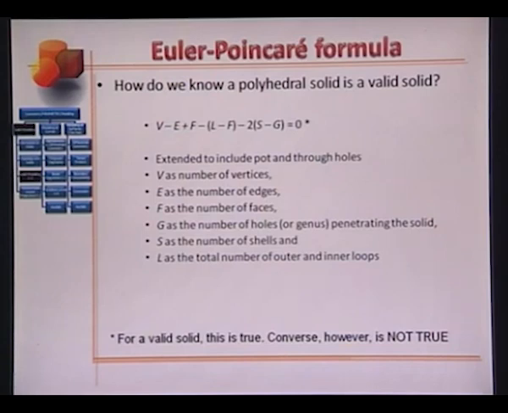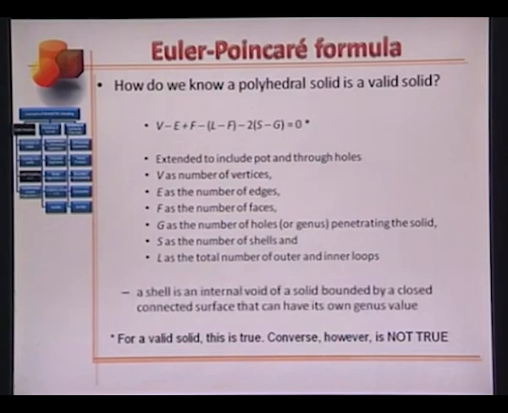A little comment about the number of shells S. A shell can be identified as an internal void of a solid bounded by a closed connected surface that can have its own genus value. In a sense, whenever we see a closed, simple and orientable bounding surface, the shell value S is 1. We will take an example to elaborate a little more on the value S.